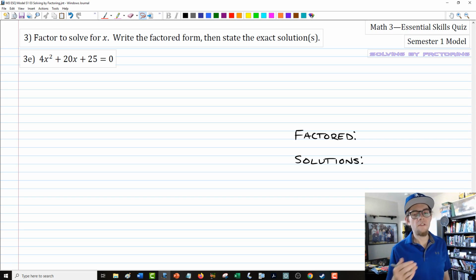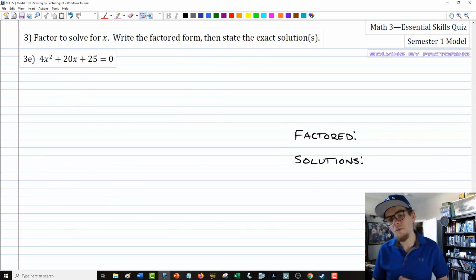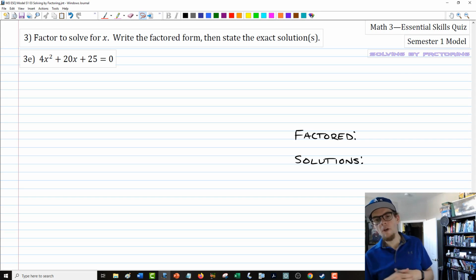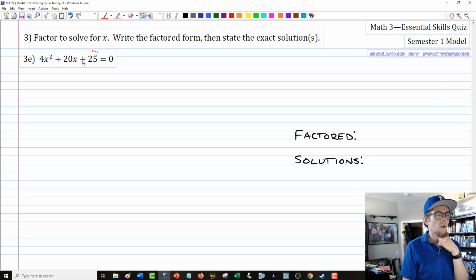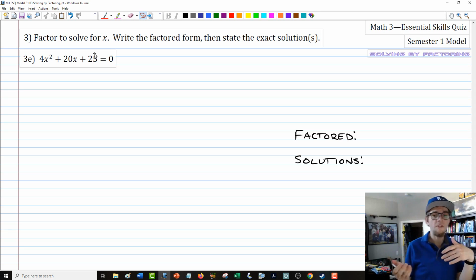So this one looks just like, to me, the previous one. Looks super similar to 4x squared plus 7x minus 2. You can sort of see the superficial similarities. The difference here, though, is that there is a possibility of doing something a little bit different, specifically because we have 4x squared and 25, which are both perfect squares. In other words, you can write something times itself to get those two things.